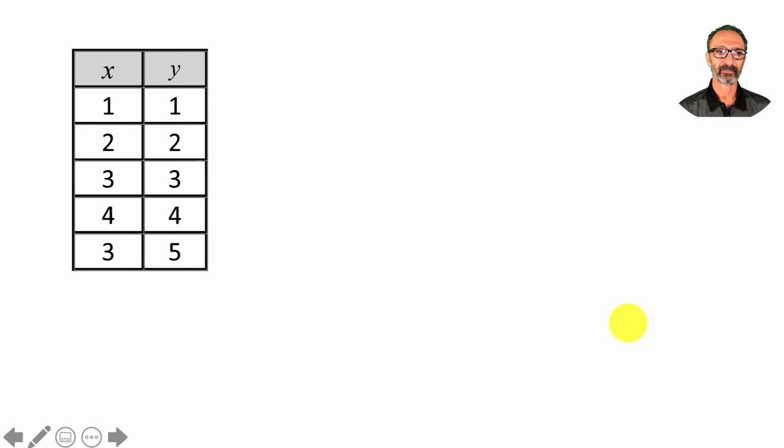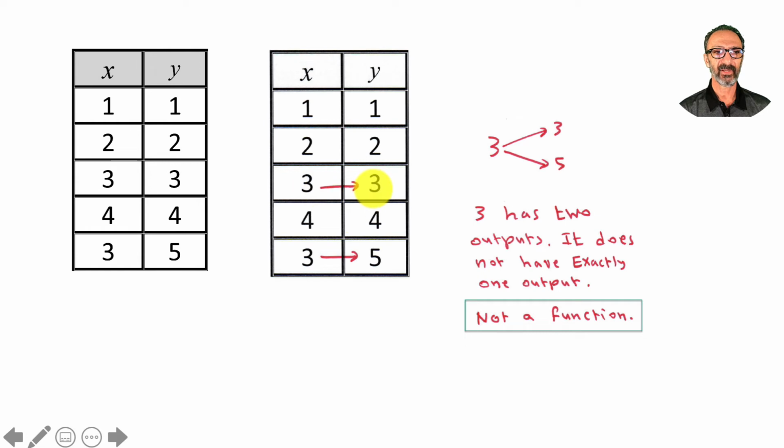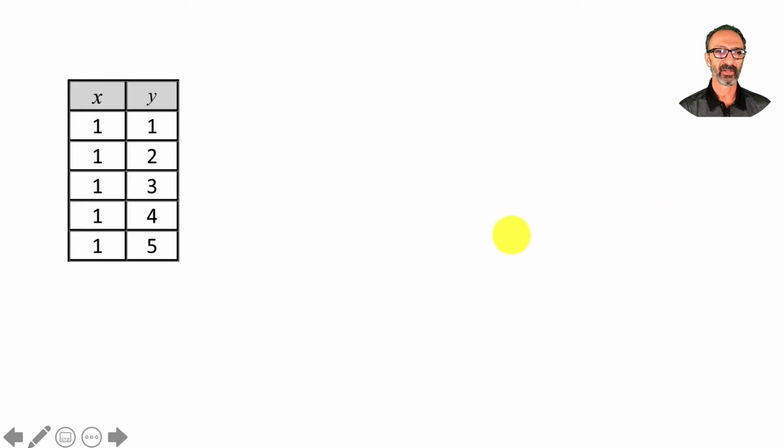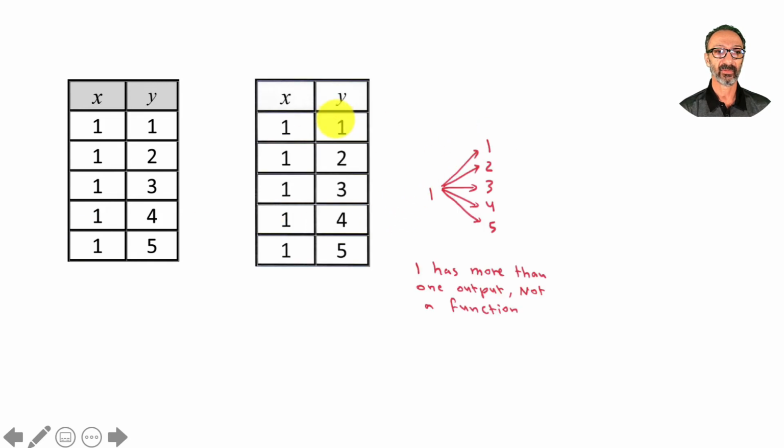Another example. Let's take a look. They want to trick me here, right? You see the 3 here and the 3 here? My focus is here, mainly, for functions. 3 is going to 3 and 3 is going to 5. That is not a function. 3 has more than one output. Another example. Well, that is so clear. Take a look. 1 has 1 as an output, 2 as an output, 3 as an output, and so on. 1 has more than one output, not a function.